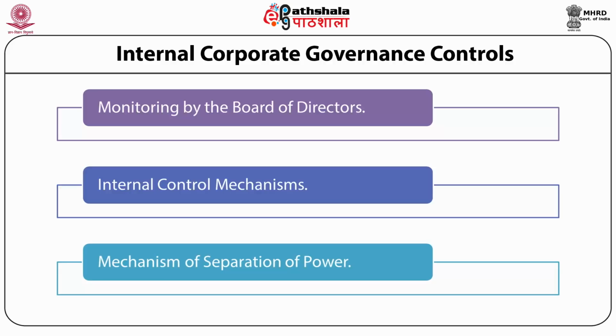Mechanism of separation of power. In order to ensure proper functioning in the organization, one of the internal corporate governance control measures is the separation of power. There should be separation of power in such a manner that there exists a system of checks and balances. This application should ensure separate work for separate divisions and a system of check and balance on each other's actions. There may be a group that proposes company-wide administrative changes. Some other group may review and veto the changes, and another group may check that the interests of the larger population are being met.